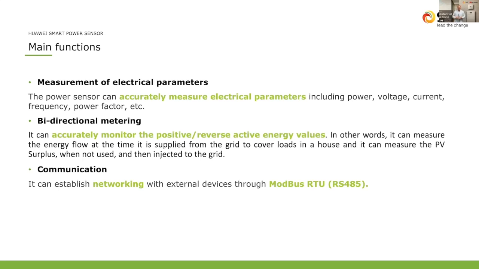The smart power sensor can also perform a bidirectional metering function. That means it can read the active power flow from both sides: what we are consuming from the grid to supply our loads, and also, in case our PV production surpasses our loads, the PV surplus that we feed in to the power grid. This measurement is also possible using the smart power sensor.